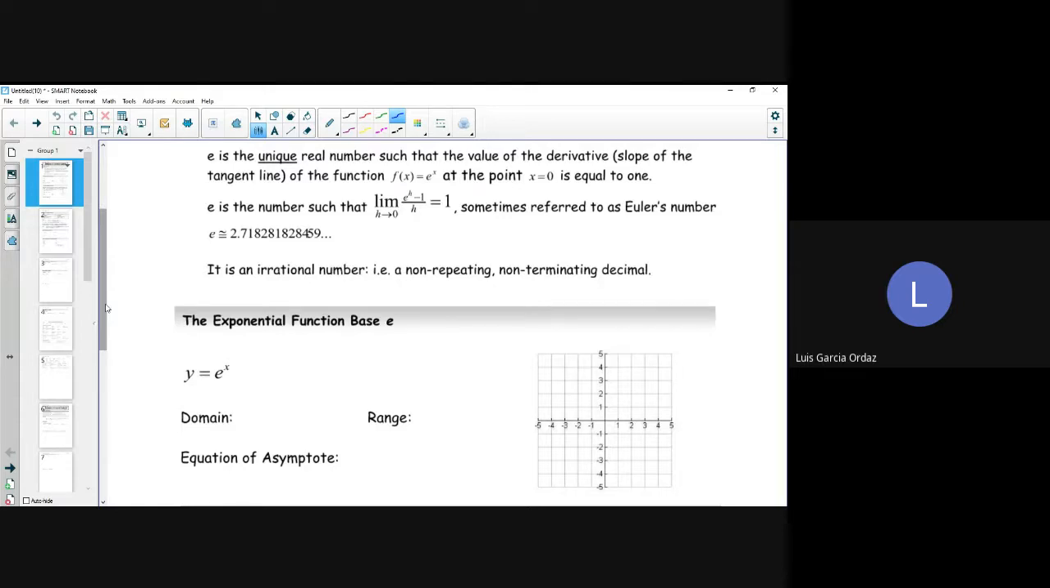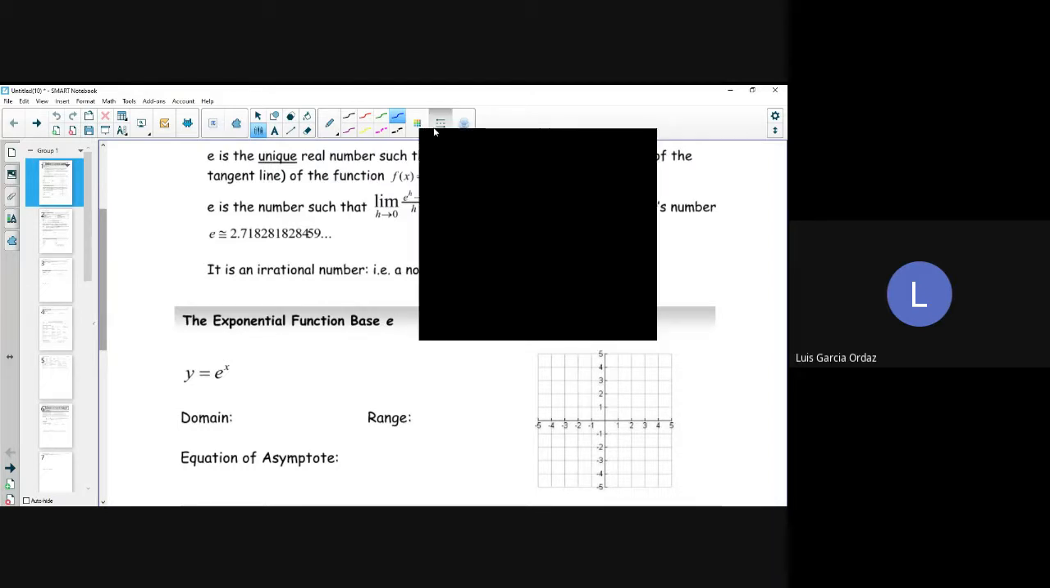Sometimes this is referred to as Euler's number. So e is approximately 2.71828182849. Some of you may have heard of that name before, Euler. If not, that's completely fine. It is an irrational number, for example, a non-repeating, non-terminating decimal.